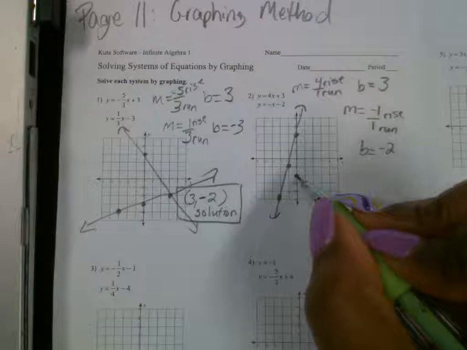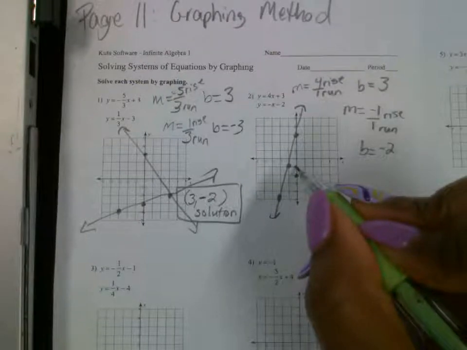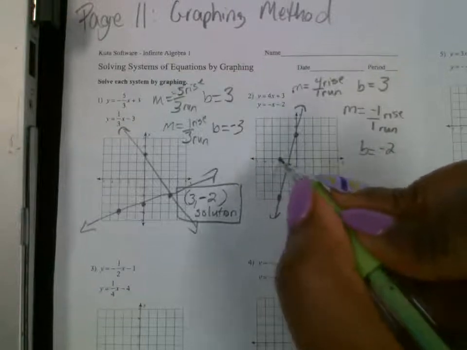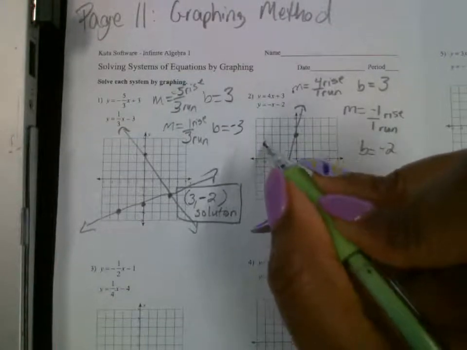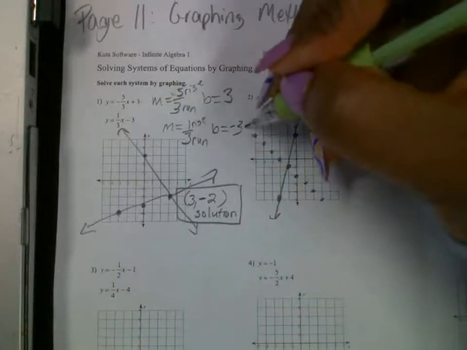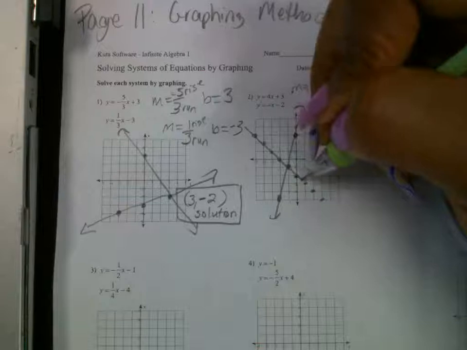What's backwards? Instead of down, go what? Up 1. Instead of going to the right, go where? To the left. So up 1, left 1. Up 1, left 1. Up 1, left 1, till you run out of space. Got it? Okay. And now you draw your line.